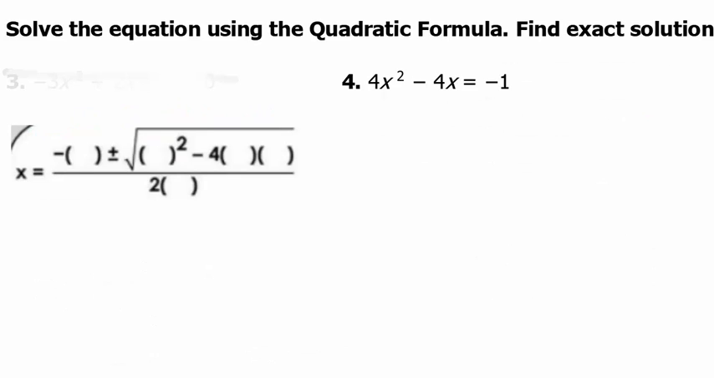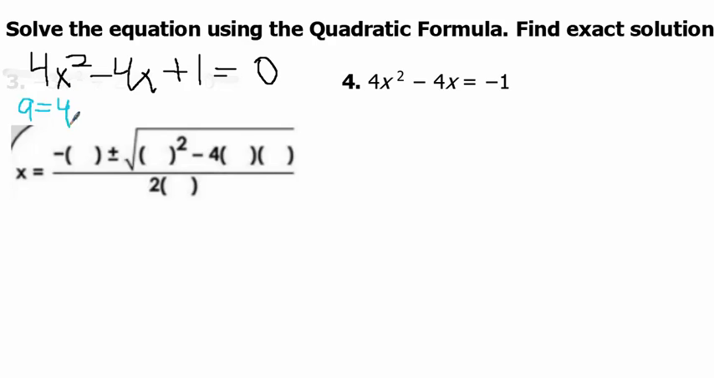Our problem is not in standard form, so the first step is to write it that way. And I need to move this 1 over, so that's going to be 4x squared minus 4x, and it's going to be plus 1. It's important that I get the right signs on things. A, again, A is going to be 4, and I do know that A goes here and here.